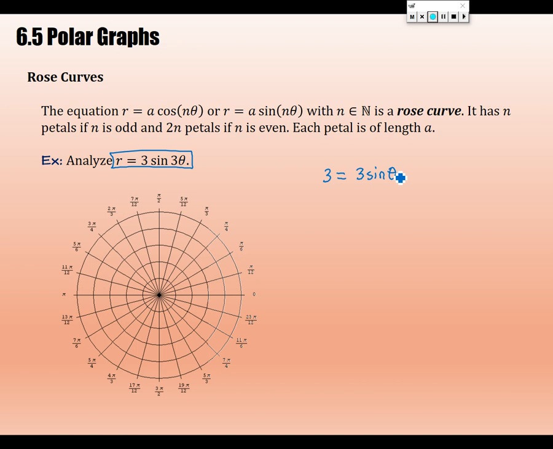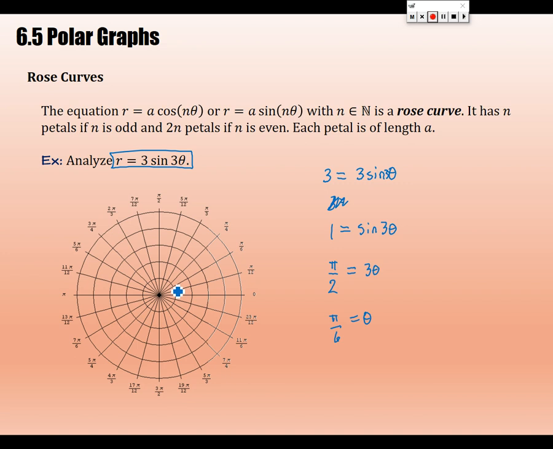So answer it. Go ahead. Sorry, 3 theta in there. So when is sine of 3 theta equal to 1, I guess is what we're asking. Well, that happens when 3 theta equals, what do we need here? Pi over 2. Well, that happens when theta is pi over 6, right?